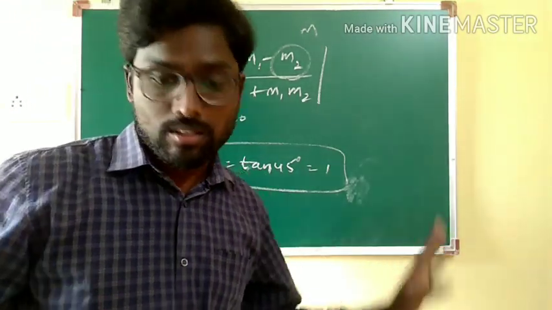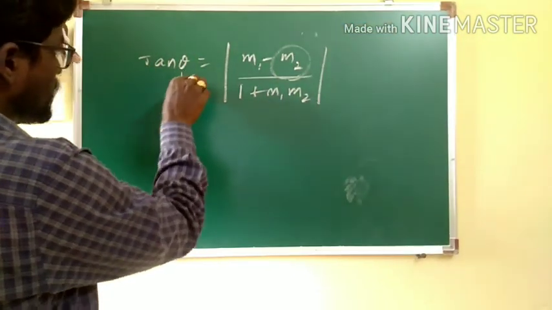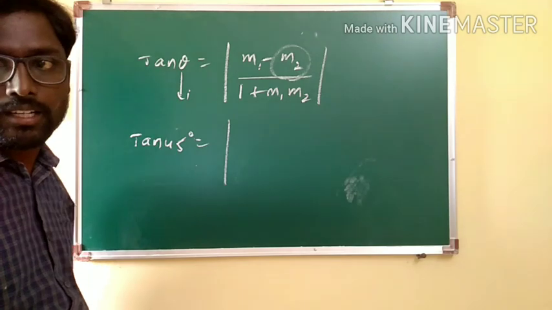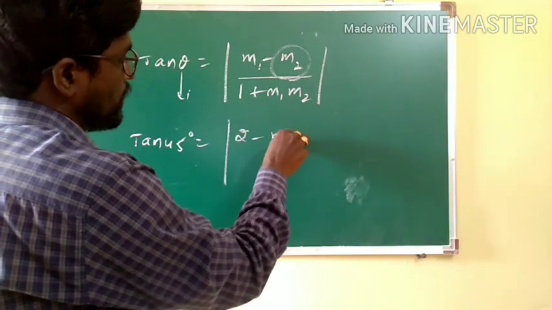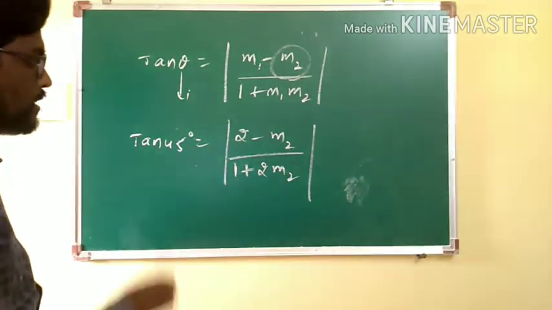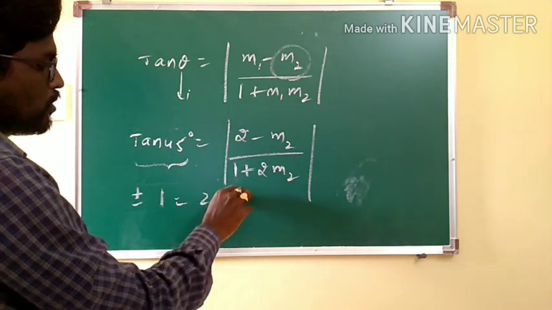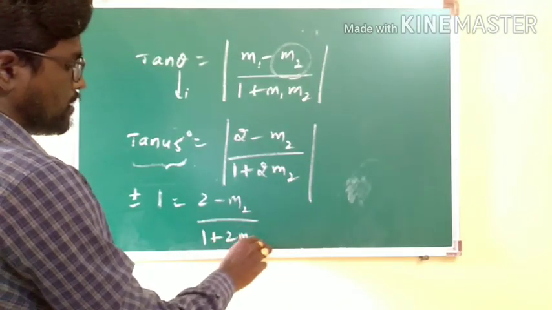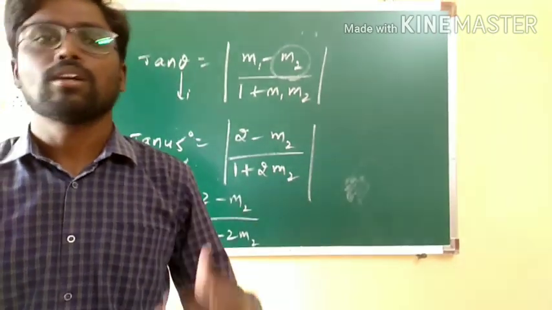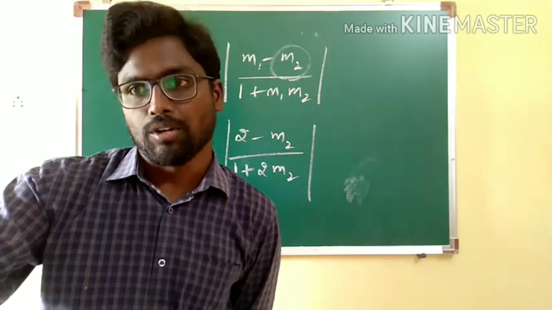Here you are given with this particular angle, that is tan 45 degrees is equal to mod of m1 minus m2 by 1 plus m1 m2. m1 is already mentioned: the slope of one line is 2. So 2 minus m2 by 1 plus 2m2. Now just open the modulus, and tan 45 is equal to 1. So on opening the modulus you will get plus or minus 1 is equal to 2 minus m2 by 1 plus 2m2. On solving you will get two different values for m2, and here it is asked to calculate their product. This problem, even I said you here, very simple concept is involved.